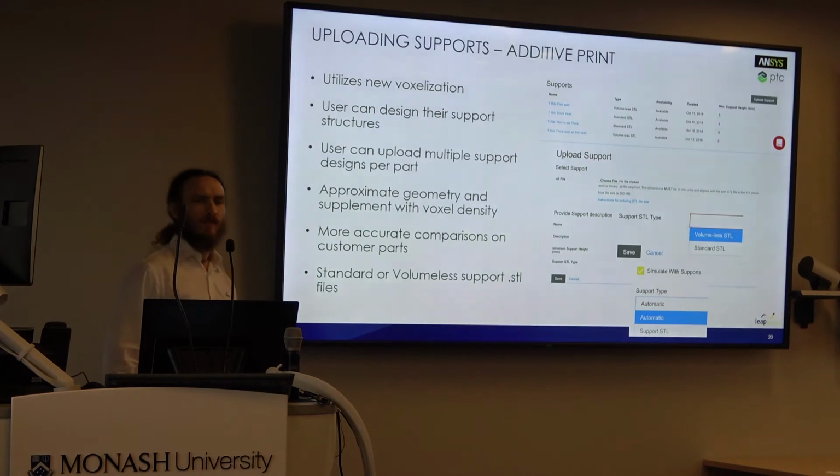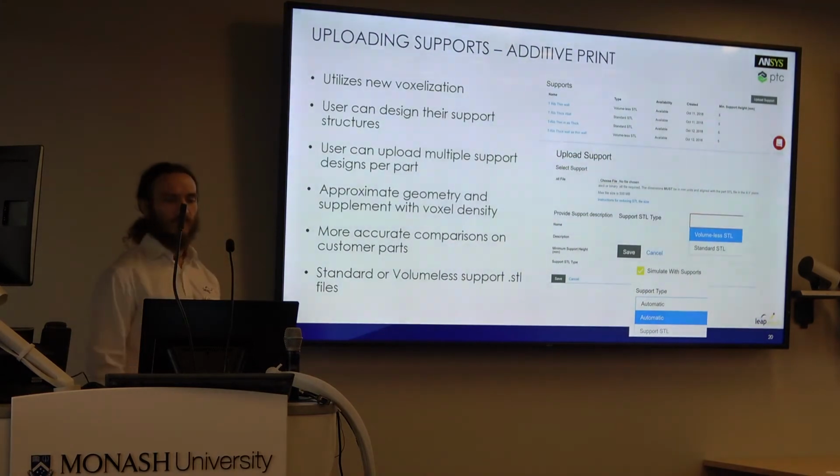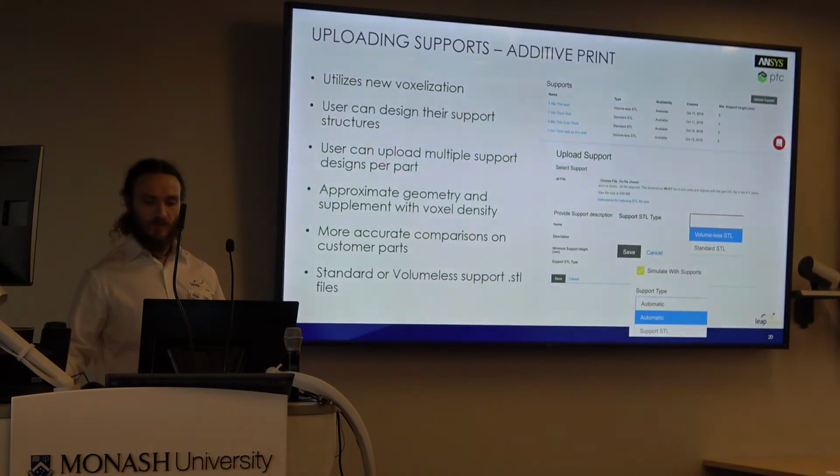And you can also upload your own supports for the printing process. Previously, you could either print it with no supports, or you could ask it to produce its own optimized supports. But now if you produce a support design in SpaceClaim, for example, you can upload that STL file and use that.